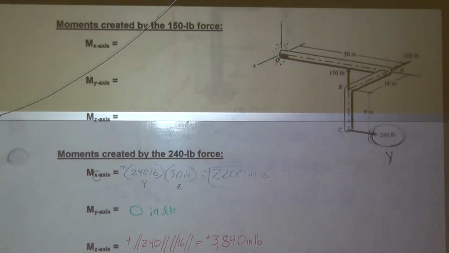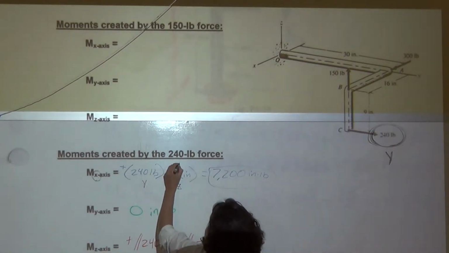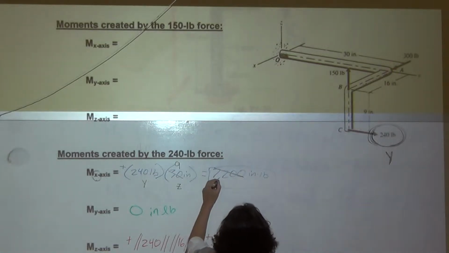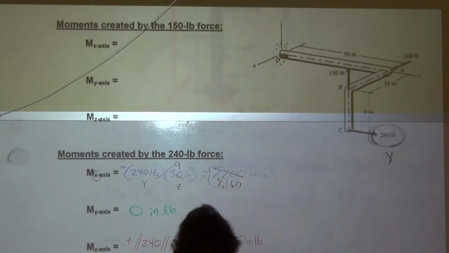Evan, do you want to change something? What should it be? Should be 9. And now what's this amount to be? 2160. Okay.